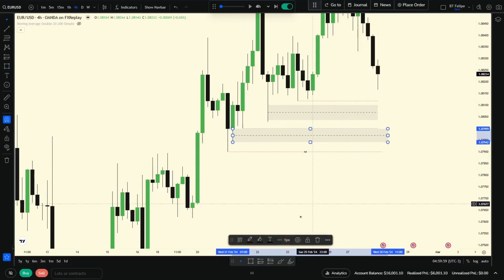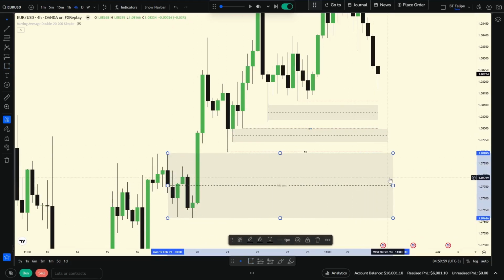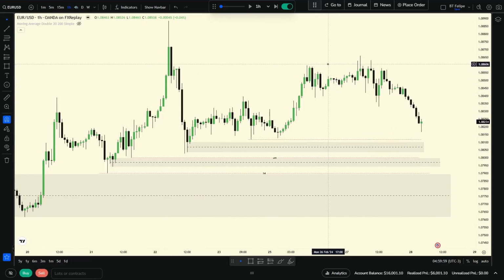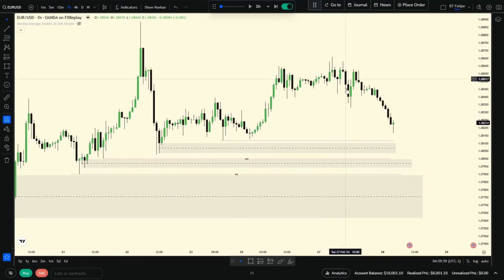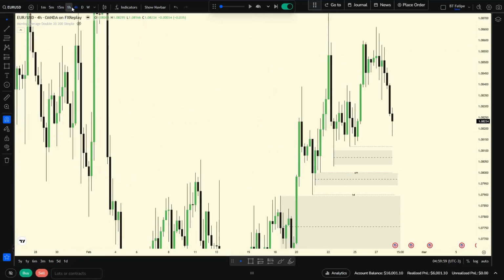There's also this one and this one. Right now H1 is bearish. I don't think I should mark anything here.